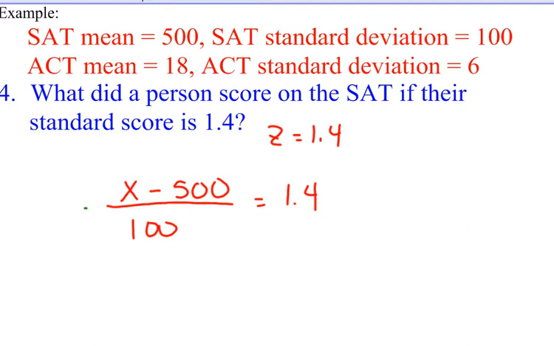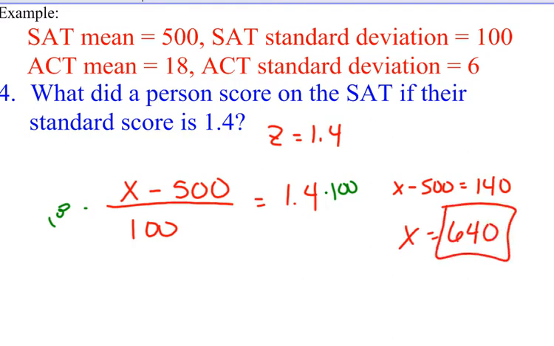I'm going to multiply both sides by 100. So I'm going to get x minus 500 equals 140. And then when I add 500 to both sides, I'd get a score of 640. So that person scored a 640 on their SAT. So sometimes if you are given a z-score, you can work backwards to find out that value. Last one we're going to do by hand.